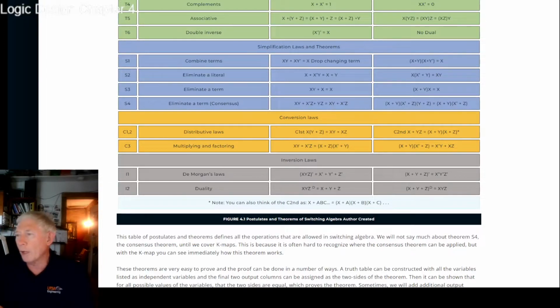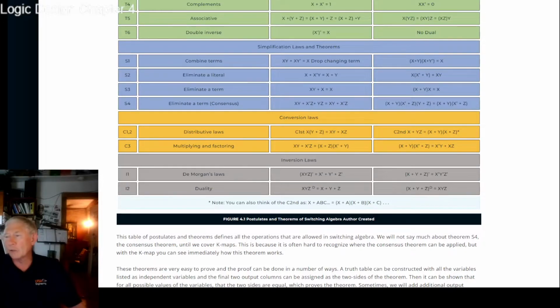All right, those are our three simplification theorems, plus the fourth one that we're going to leave alone for a while. And here are the conversion laws. There are really three of them, two on this line and this multiplying and factoring in basically two different forms, but it's the same thing. The first distributive law is just like algebra. You multiply the x into the quantity, and you get x times the quantity y plus z, you get xy plus xz. Again, remember, this is ANDing and ORing, not multiplication and addition.